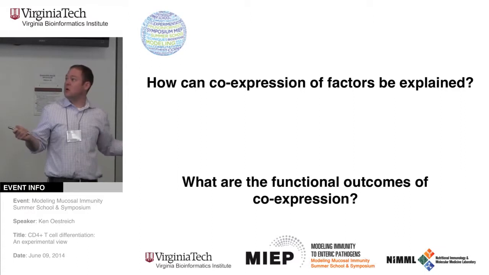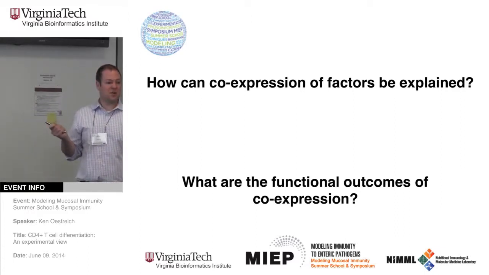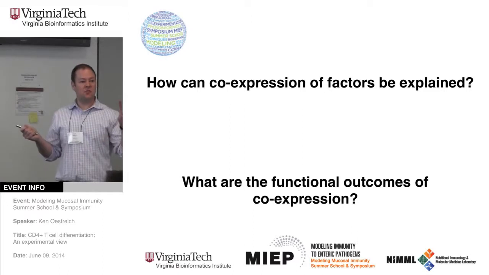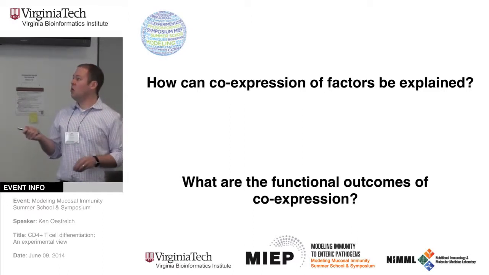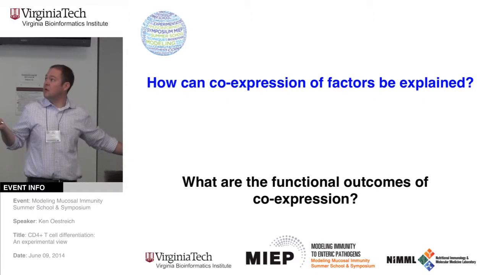So this has really led to a couple of questions. One, how can the co-expression of these factors be explained? So what's the driving force behind the co-expression of these factors in these cell types? And two, if you do have 2 lineage-defining transcription factors expressed in a single T helper cell, what's the functional outcome of that co-expression? So I want to talk about the first question first.